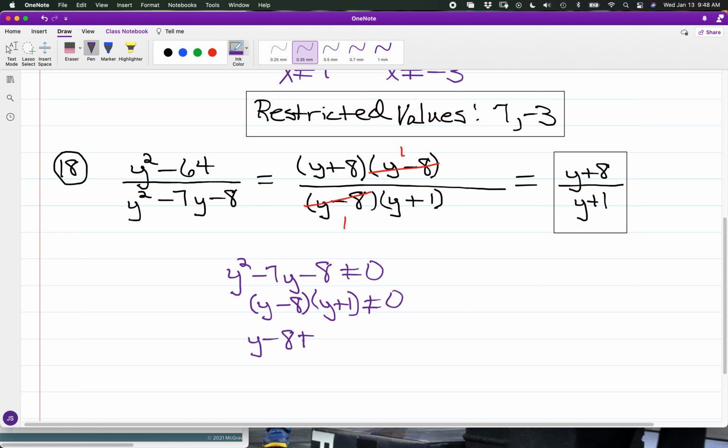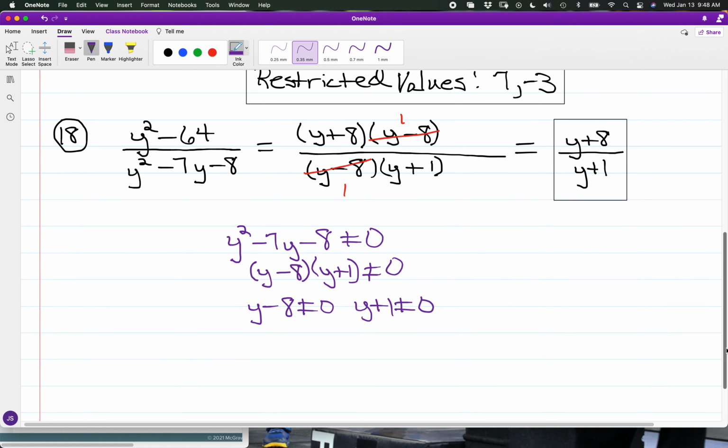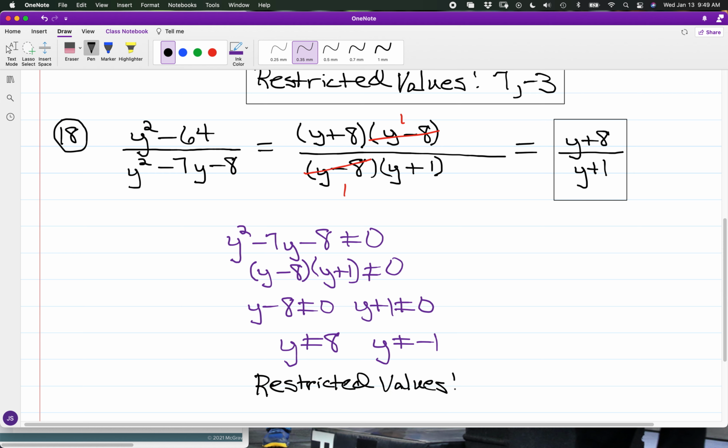So for y minus 8 and y plus 1, the factors cannot be 0. For y minus 8, if that cannot be 0, we have that y cannot be 8. As for y plus 1, y cannot be equal to negative 1. And so for the restricted values, there's going to be 8 as well as negative 1.